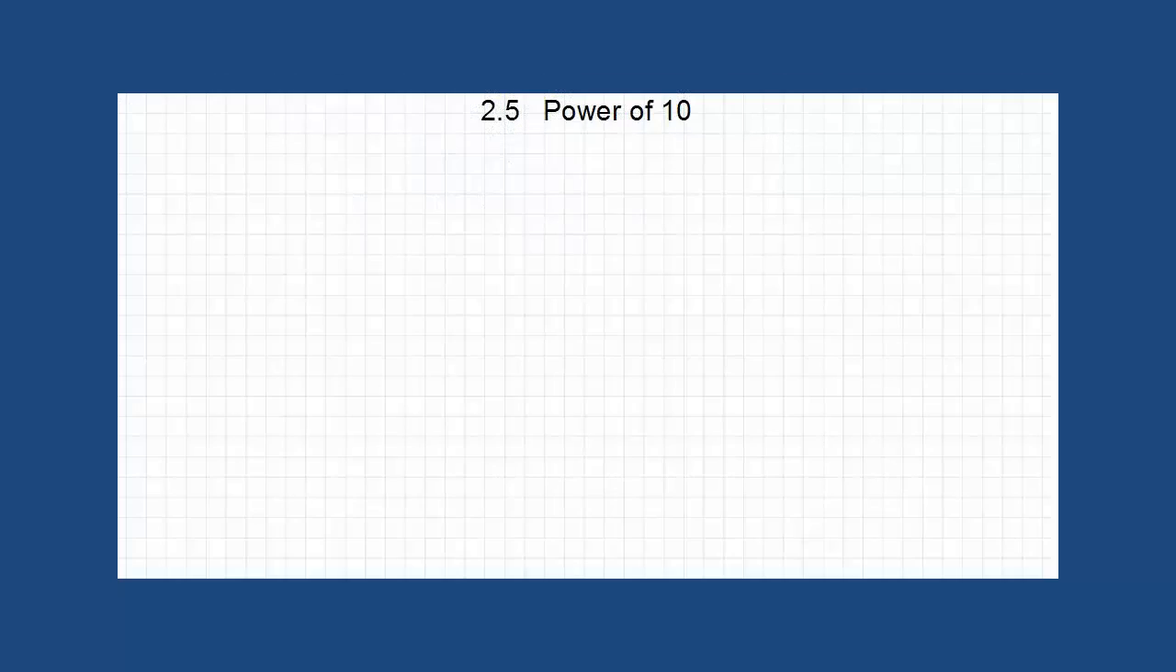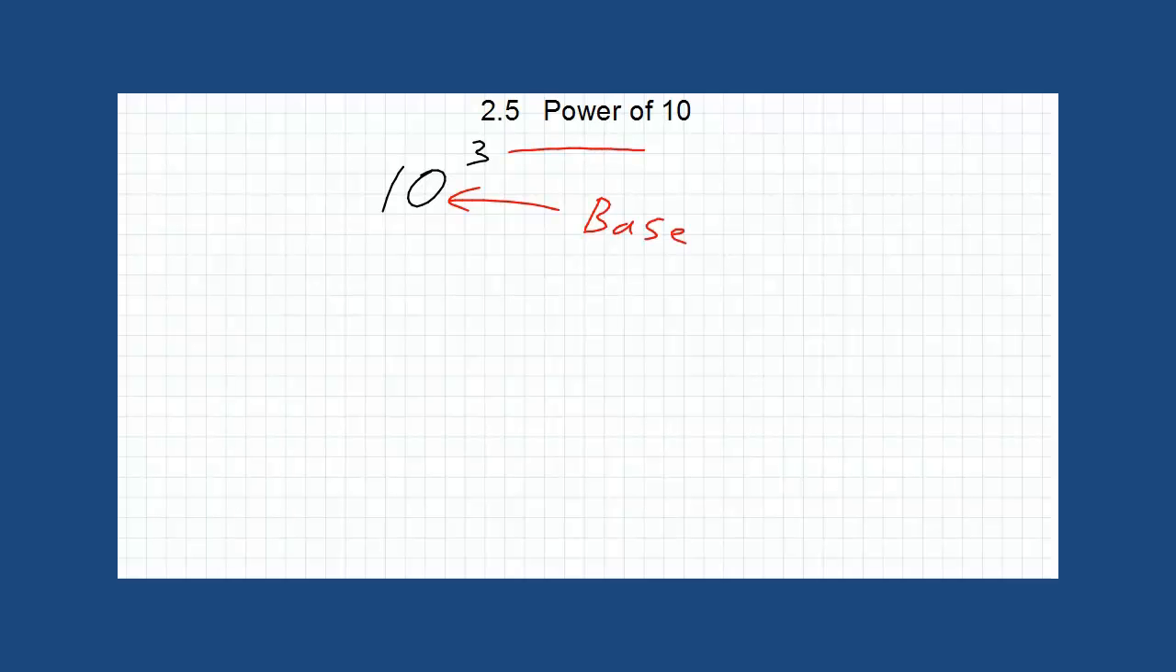Welcome back with a new lesson, 2.5 power of 10. As an example of it, 10 to power 3. We call this number the base, and we call this number the exponent. To multiply two powers of 10, we add the exponents.